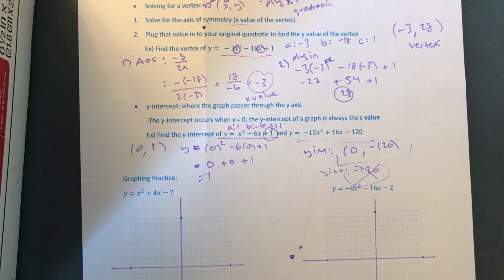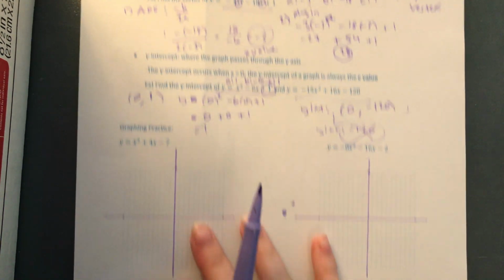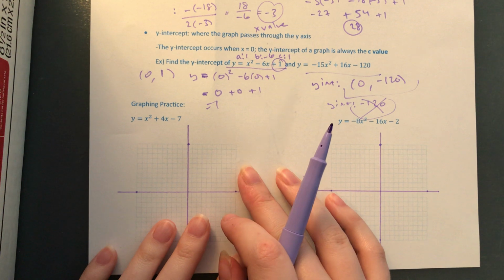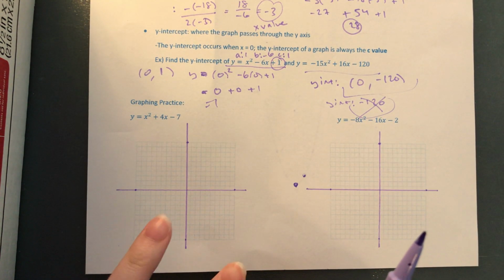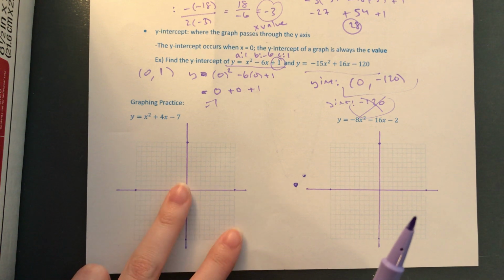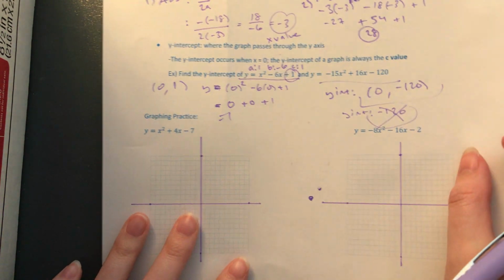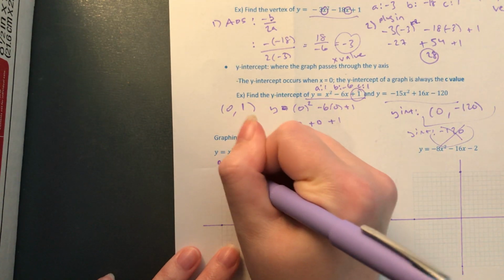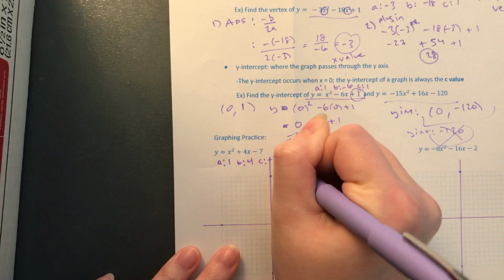All right, so let's try graphing a couple. And then that's it for your guys' lesson this week. So for these problems, you need 3 things. You need to know the axis of symmetry, which helps you find the vertex, and the y-intercept. So the first thing I do for these problems is I label the a, b, and c values. So a is 1, b is 4, c is negative 7.